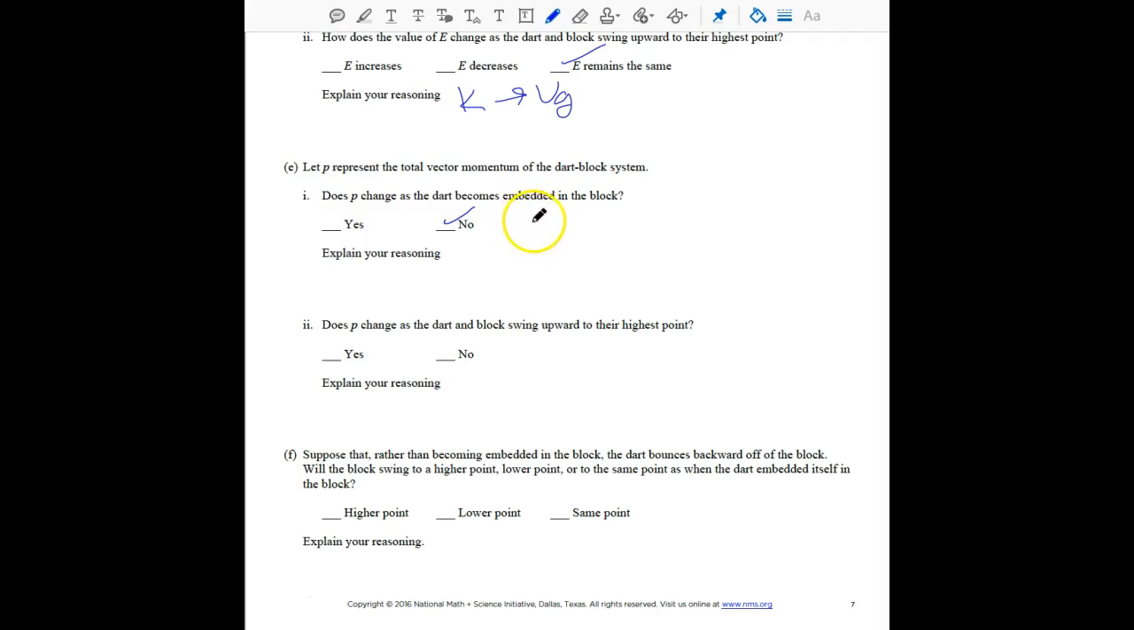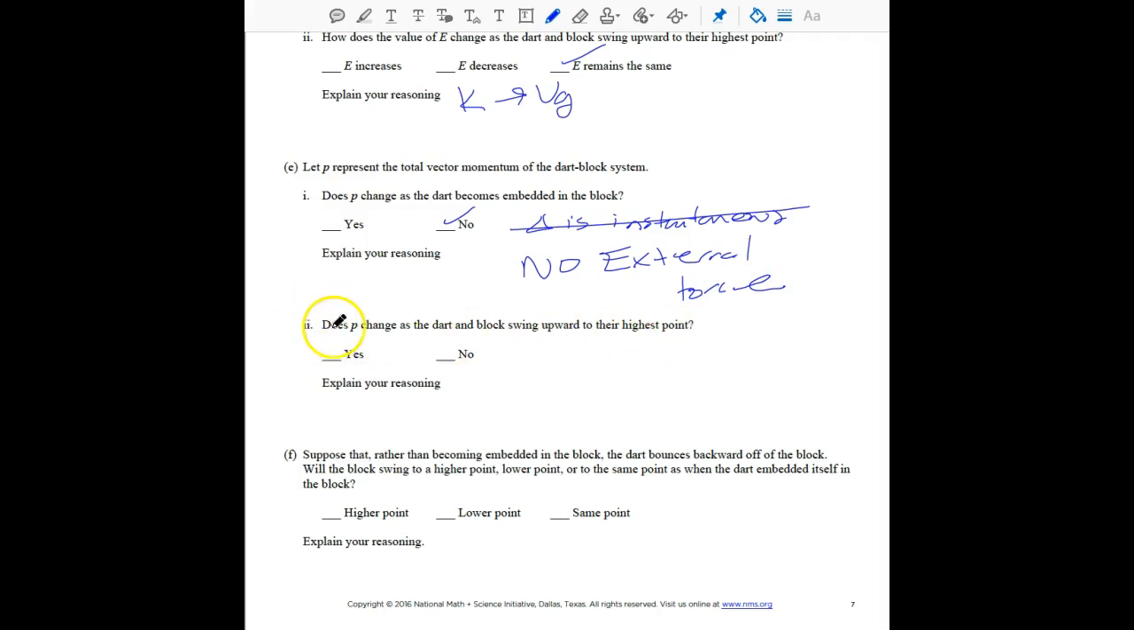So we either need to say that the change is instantaneous, but I think the better thing to say here is there is no external force. There's no external force at the instant of collision.